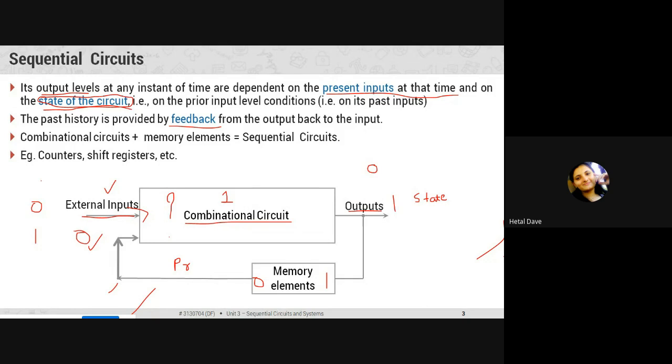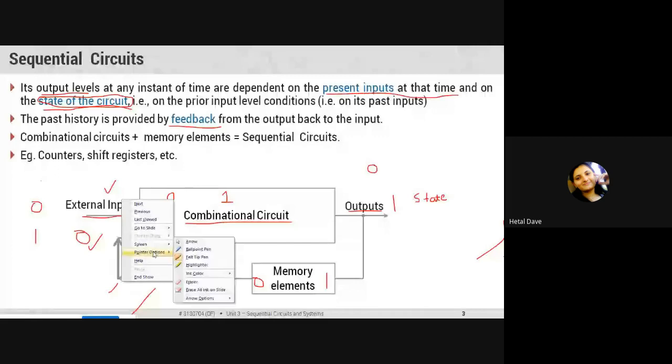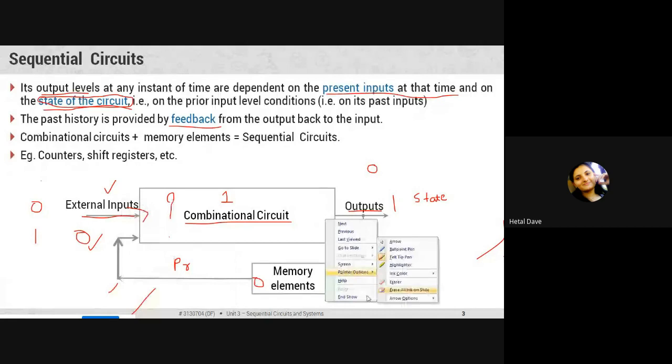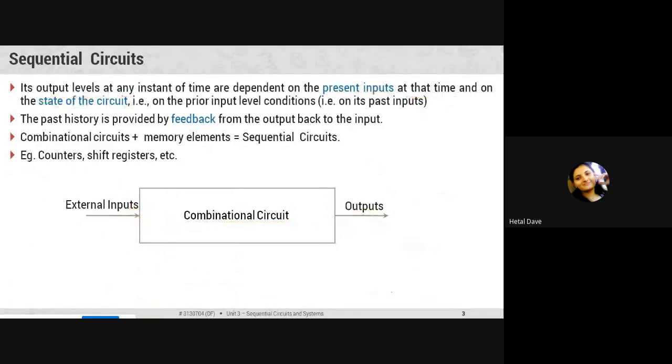How will the state of the circuit be stored? It will be stored using memory, and the memory output will be fed back again as an input of the circuit. All this configuration will be called a sequential circuit. So draw the block diagram. If you are asked to draw the block diagram of a combinational circuit, then you will draw this. This is the block diagram of a combinational circuit.